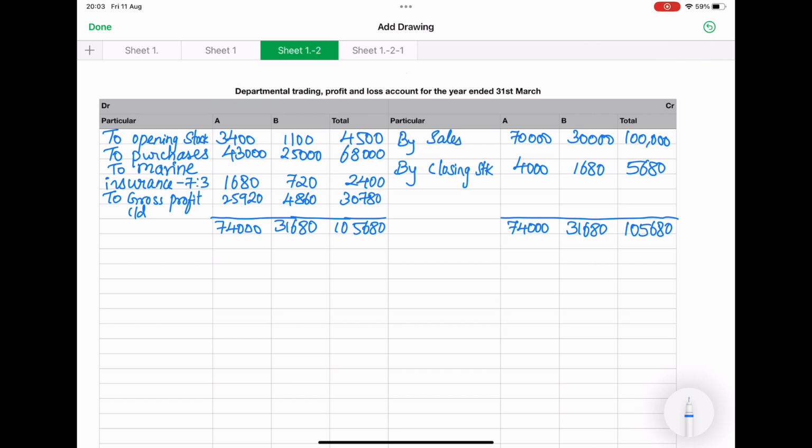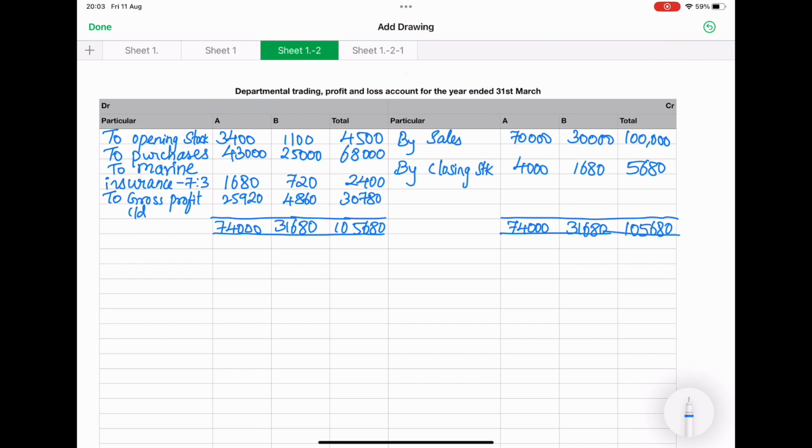So these are the items or particulars related to the trading account. Next, we are going to bring down the gross profit. Gross profit brought down will be the amount we have written here.